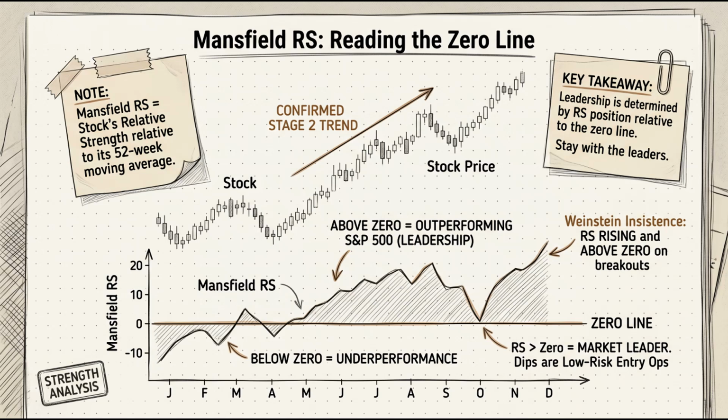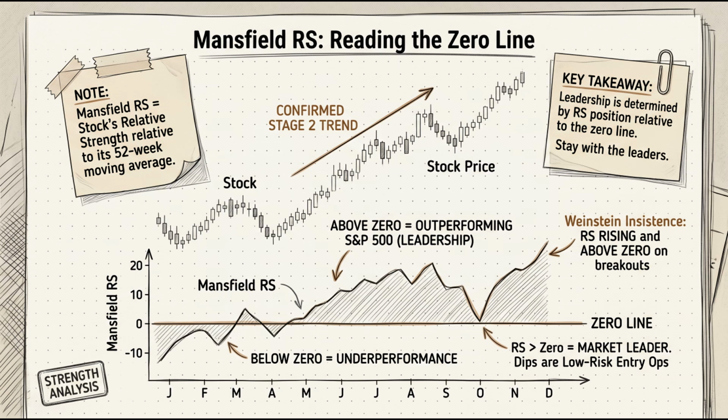The zero line on the Mansfield Relative Strength indicator represents the stock's performance exactly equal to its 52-week moving average. A reading above zero means the stock is outperforming the S&P 500 and shows leadership. A reading below zero means underperformance.